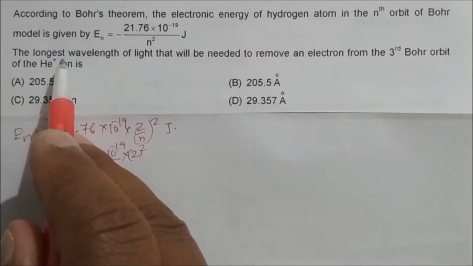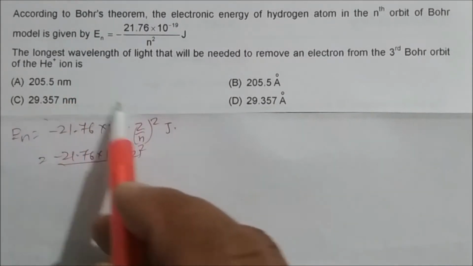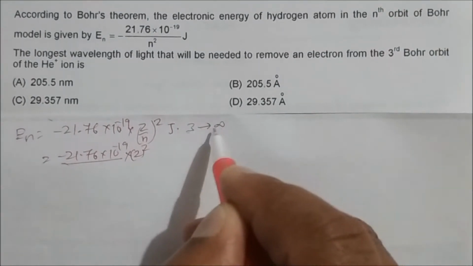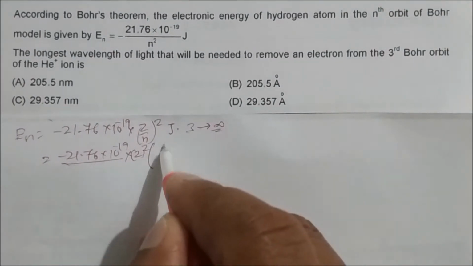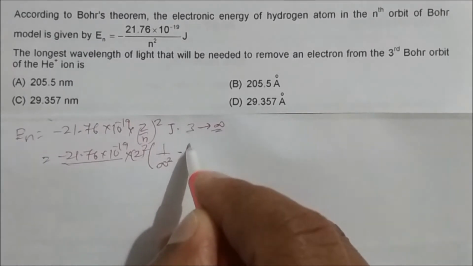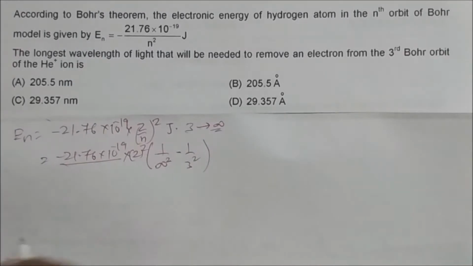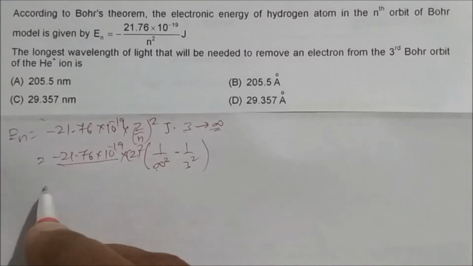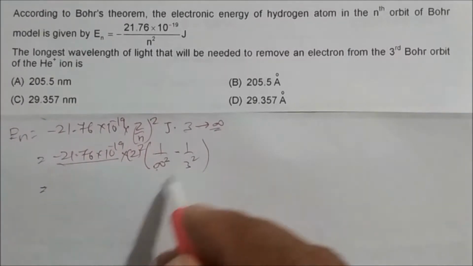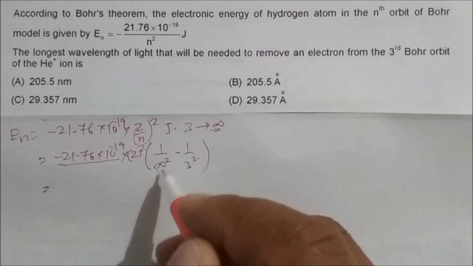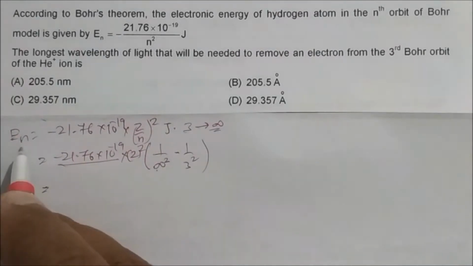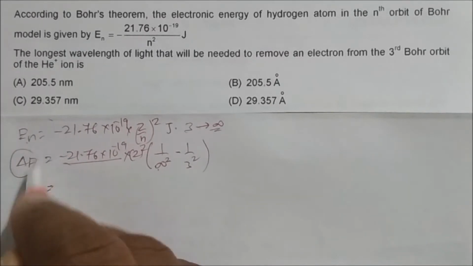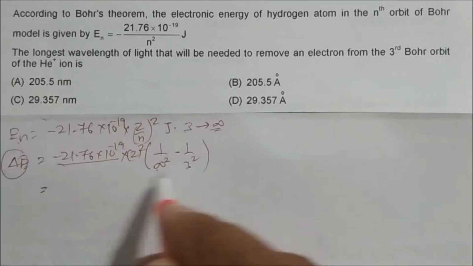Now, the longest wavelength means the electron is knocked out from the third orbit to the infinite orbit. So it is going from the third orbit to the infinite orbit. If you take the difference, 1 by infinity square minus 1 by 3 square, this becomes a negative value, so higher minus lower. On solving, this becomes 9. Now this En is nothing but the delta E. If you are taking the difference, this will be delta E.